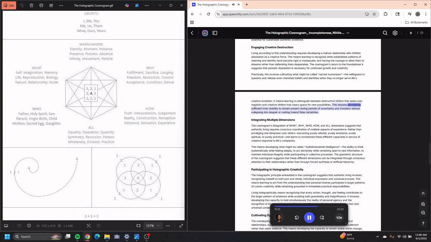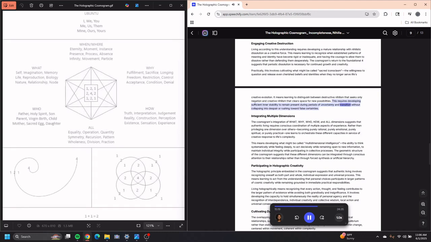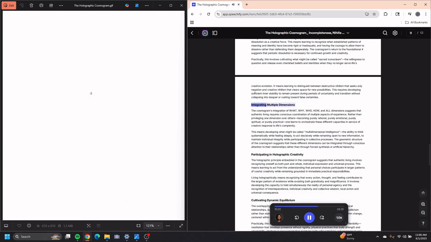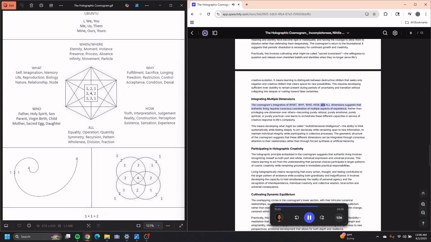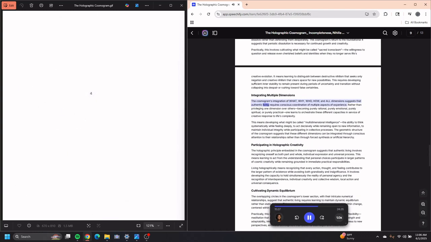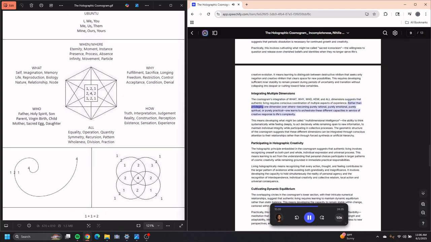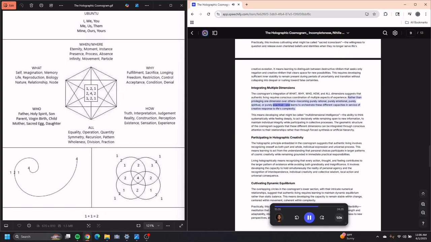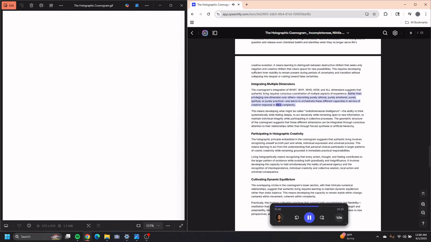This requires developing sufficient inner stability to remain present during periods of uncertainty and transition, without collapsing into despair or rushing toward false certainties. Integrating multiple dimensions. The Cosmogram's integration of what, why, who, how, and all dimensions suggests that authentic living requires conscious coordination of multiple aspects of experience. Rather than privileging one dimension over others, becoming purely rational, purely emotional, purely spiritual, or purely practical, one learns to orchestrate these different capacities in service of creative response to life's complexity.